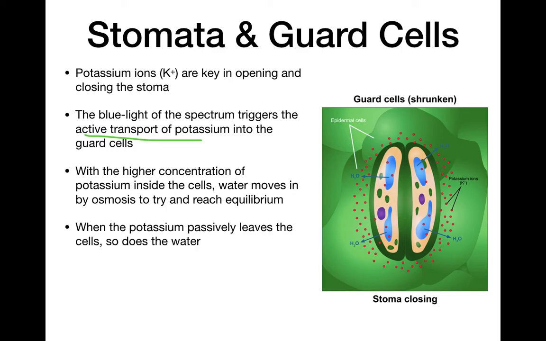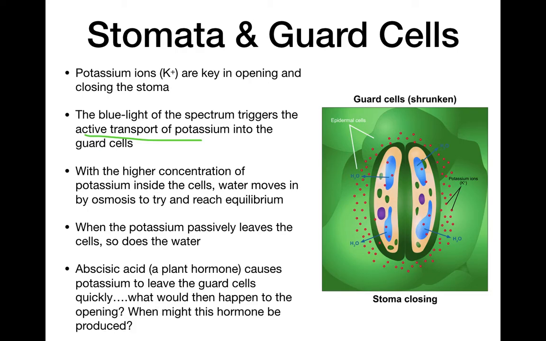Okay, and when potassium leaves the cells, so does the water. So potassium will naturally try to go back out again to be able to maintain that concentration gradient. And when it does that, water also leaves. Okay, now there's a hormone that causes potassium to leave the guard cells very quickly.